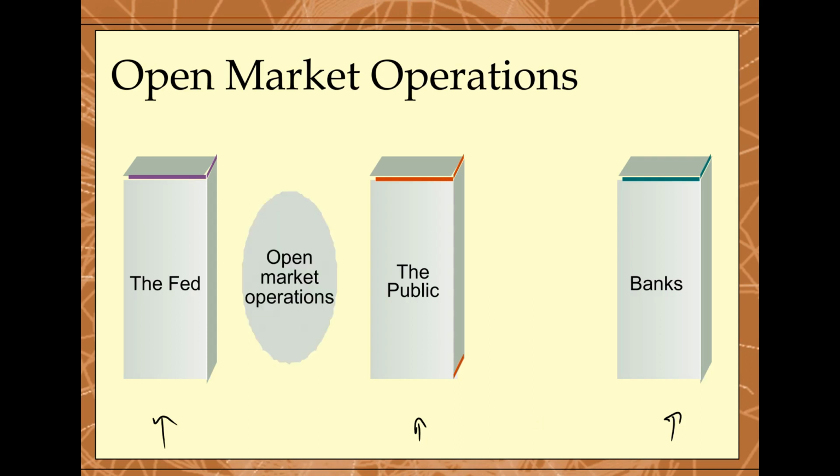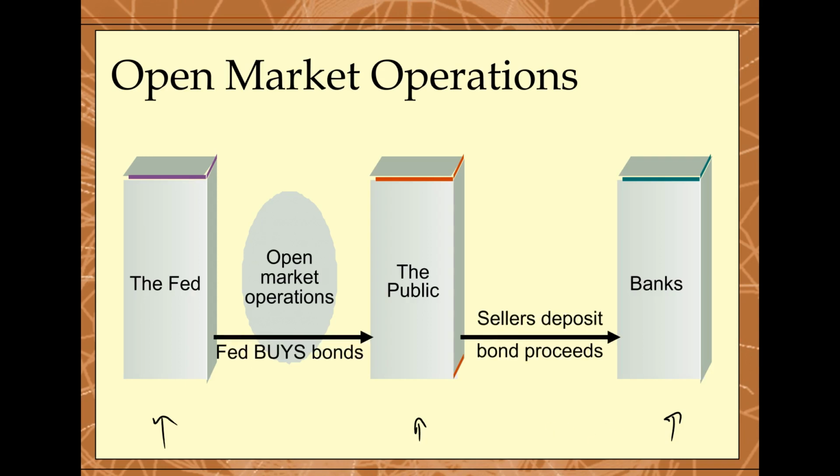Open market operations is getting the public to buy more or less of government bonds, thereby putting more or less reserves in the banking system. So, for example, when the Federal Reserve buys a bond, the bond goes to the Fed, but what comes out? Money, right? The Fed gives money to the public. The public then deposits that money into their bank, and bank reserves go up.